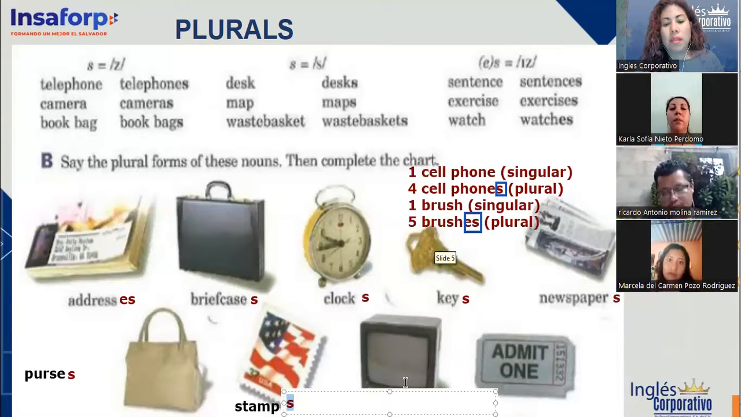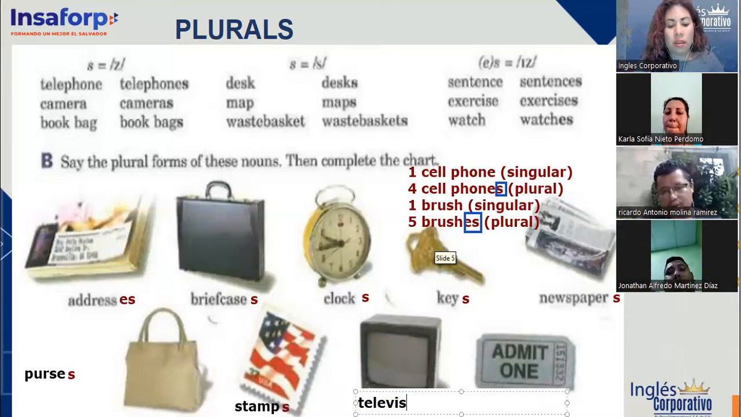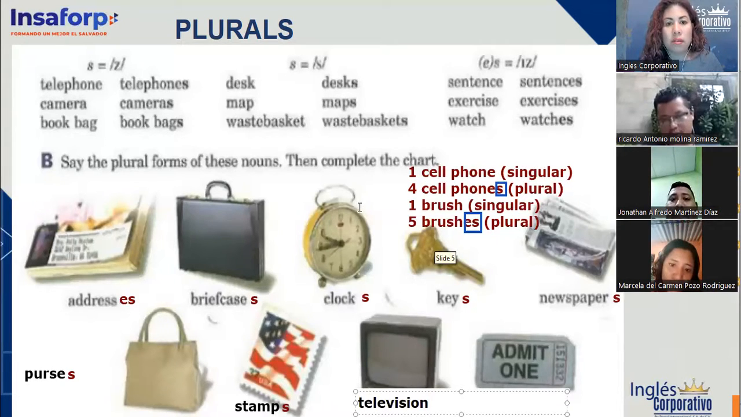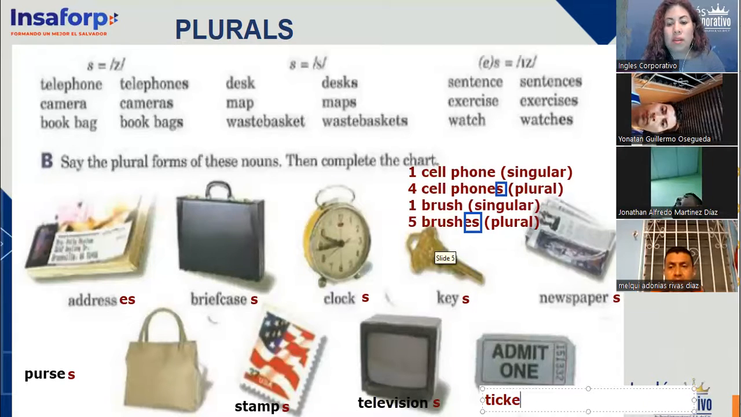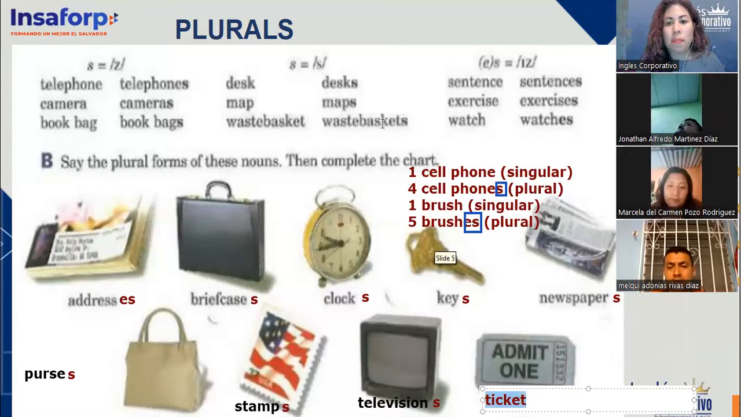Stamps. This one? Television. Okay. Television. Plural? Televisions, very good. Excellent. Televisions. Yeah, next. Ticket. Plural is? Yeah, very good. Tickets.